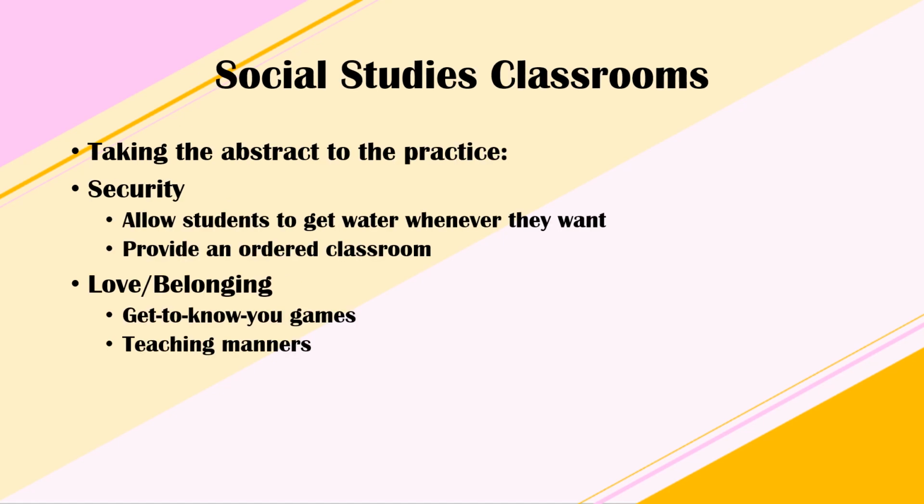In today's classroom, we can take the abstract to practice through some ideas that were in the book. For example, security: allowing students to get water whenever they want. It's a basic human need, and just giving them that access is also probably going to make them feel like freedom is being fulfilled. A lot of these things are interconnected. With love and belonging, you can create a classroom that is really unified, where everyone knows each other's names, and just create a really strong classroom that way.